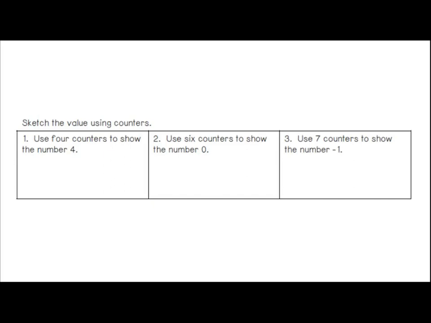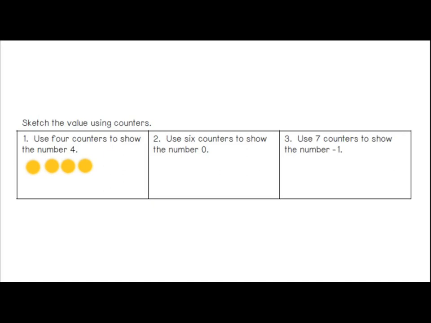So to show the number 4, it's a positive number 4, which means I'm going to use yellow counters. And I need 4 of them. 1, 2, 3, 4. So there's my 4 counters that represent the number 4. Each counter is a positive 1.